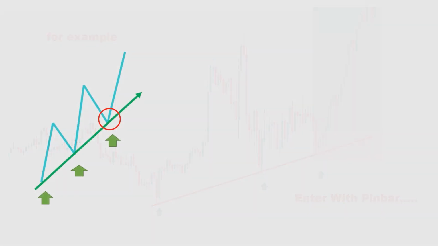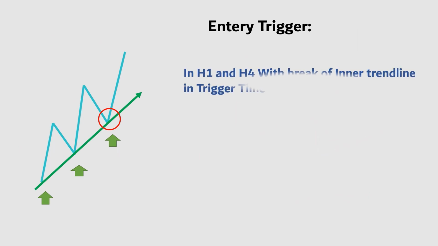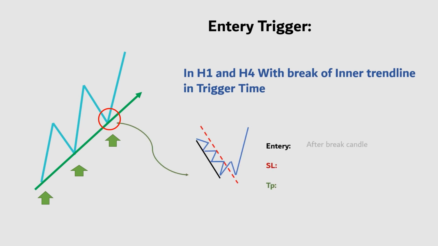Another method of entry, particularly in higher time frames, is the breakout of the internal trend line. Here, we should use fractal timeframes and enter the trade on the trigger time, after a break of the internal trend line. In this method we set stop loss below the last low and enter the trade after the breakout candle.